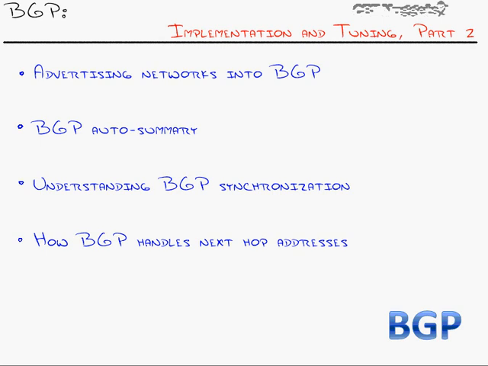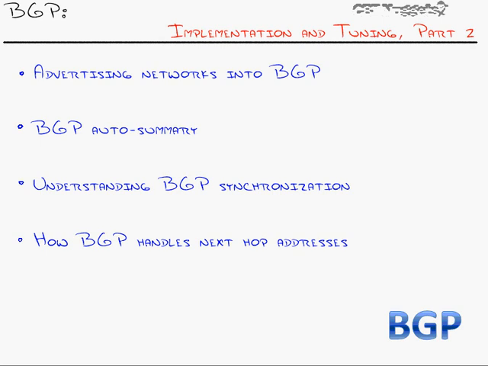So that's enough concepts for one video. To hit the high points, we did look at advertising networks into BGP. It's done either using the network command or redistribution. We looked at BGP auto-summary, which applies directly to redistribution. If you leave it on, which is the default in the early IOS versions, then it's going to automatically summarize any networks that you redistribute back to its classful boundary, which most of the time you do not want. So you can turn that feature off just by typing in no auto-summary.